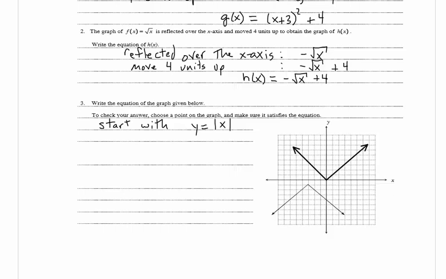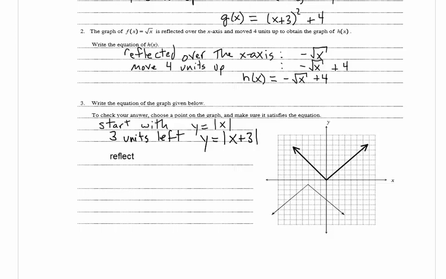And then I'm going to take a look at how it shifts. So the first thing we want to look at is the horizontal shift, and we moved 1, 2, 3 units to the left. So if we move 3 units to the left, we're going to have the opposite sign inside of our absolute value. So 3 units left gives us y is equal to the absolute value of x plus 3. And now the second thing we want to look at is the reflection over the x-axis.